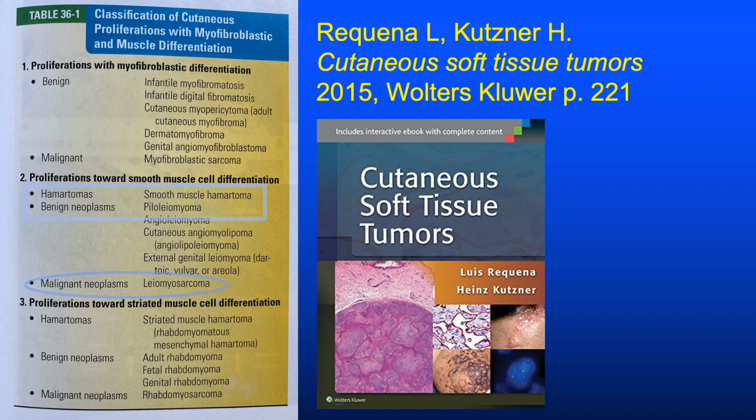And once again, a reality check against Rekena and Kutzner's classification of cutaneous soft tissue tumors will show that we're really just scratching the surface of tumors with myofibroblastic and muscle differentiation. Myofibroblastic we're not even going to touch now. That often is included under the fibrohistiocytic topic. But looking at the other categories, we can really get away with just a very small number of lesions in terms of what would typically be routinely encountered perhaps on at least a yearly basis in most dermatopathology practices.